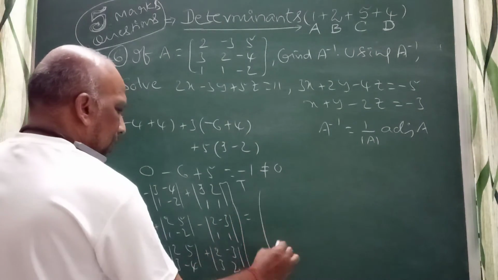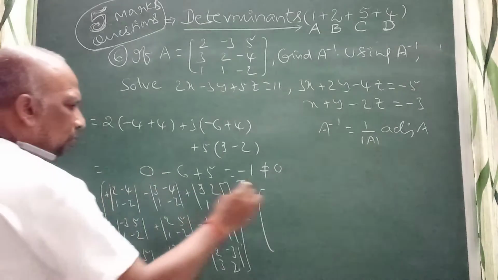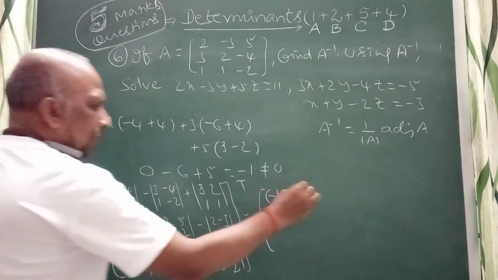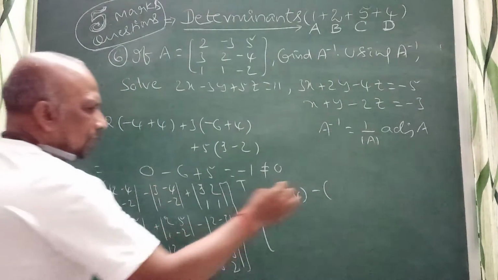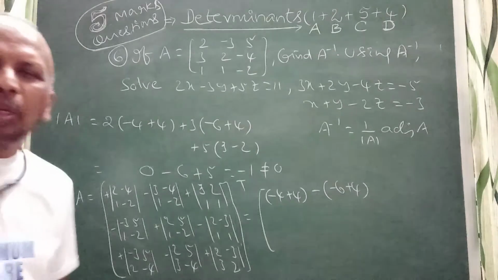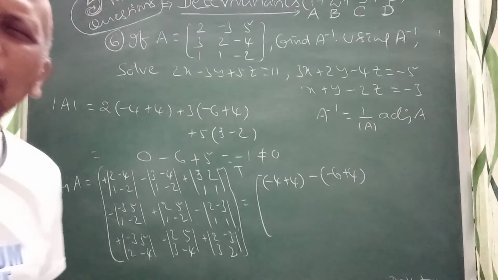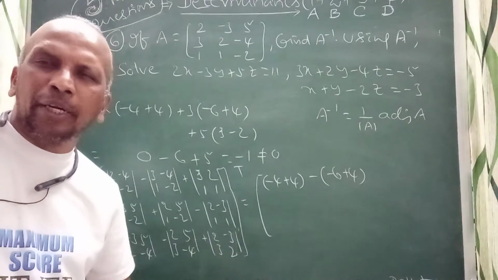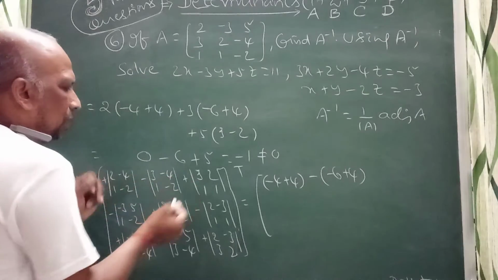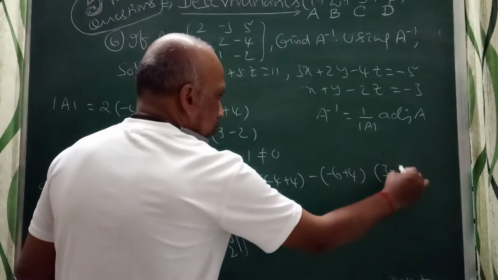Now here I can simplify this one. This will be minus 4 plus 4. Alright, this one minus of, you will get minus 6 plus 4. Be careful when you are doing this. Most of the people make mistakes in adjoint only. When they are finding the adjoint of the given matrix, most of them make mistakes. So minus of minus 6 plus 4, this one, I can write 3 minus 2.